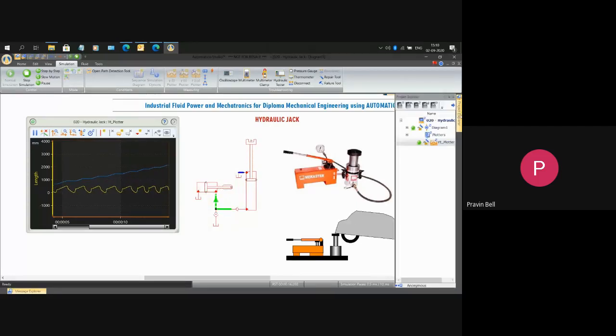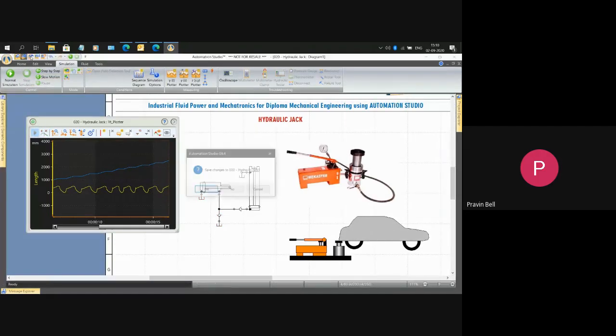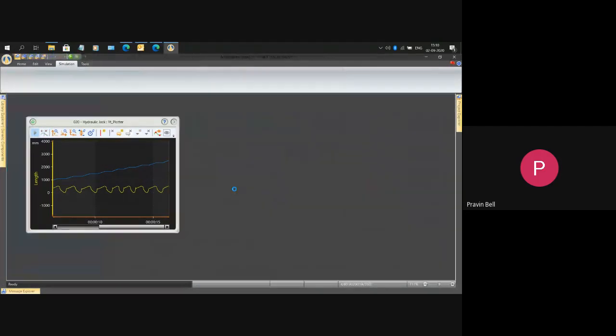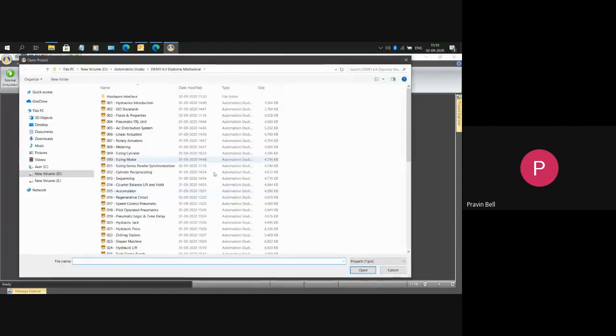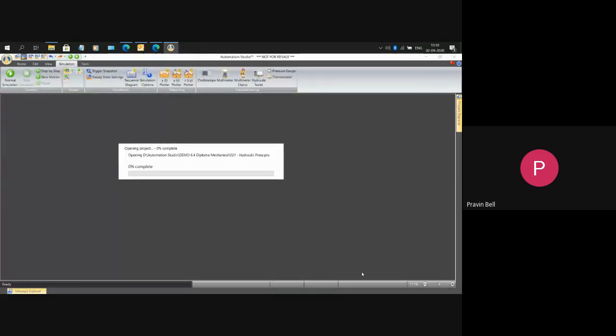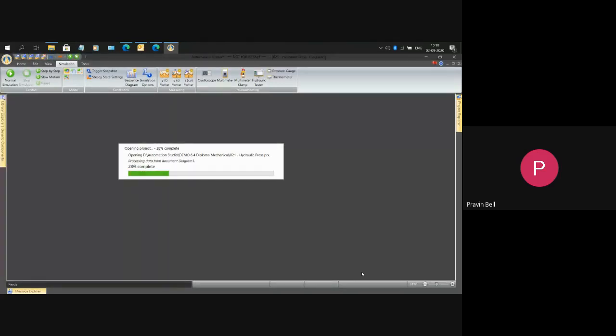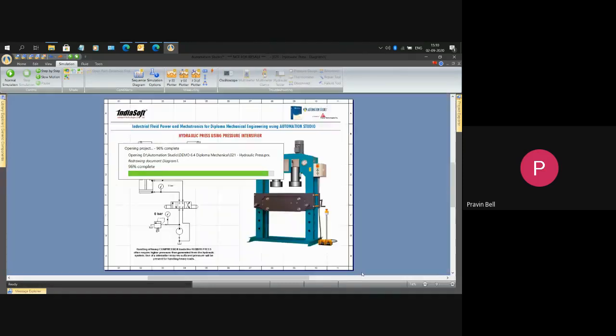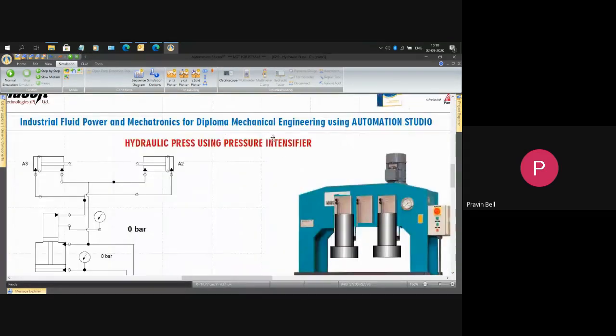So this is another practical I've seen, and this circuit is also there in Anthony Esposito. Most of these circuits are your textbook circuits from Majumdar and Anthony Esposito. Then there's the hydraulic press, another practical which I saw in a lot of syllabuses. Hydraulic jack, press, lift, hydraulic lift. Now in this hydraulic press, we are using a pressure intensifier.